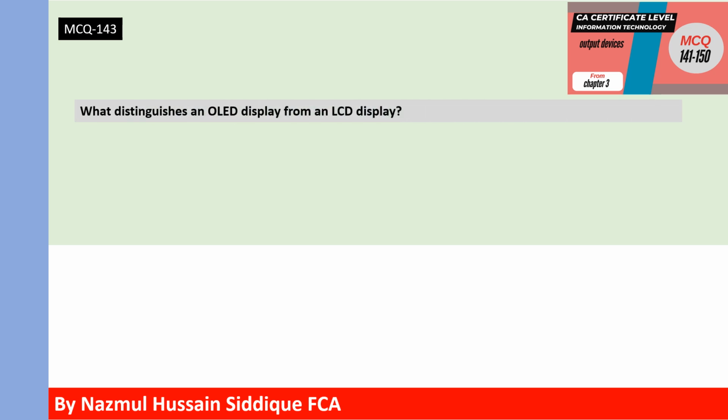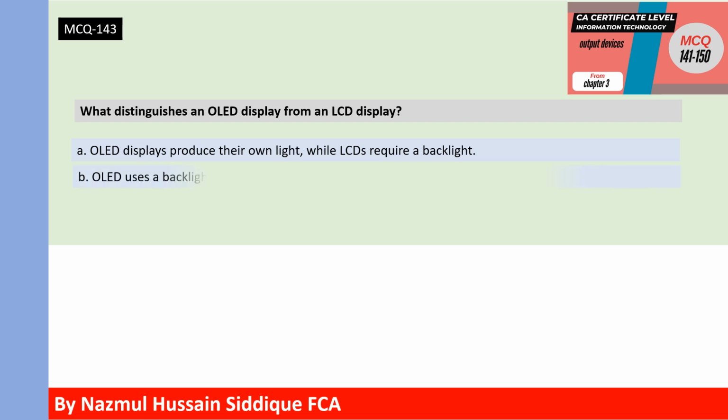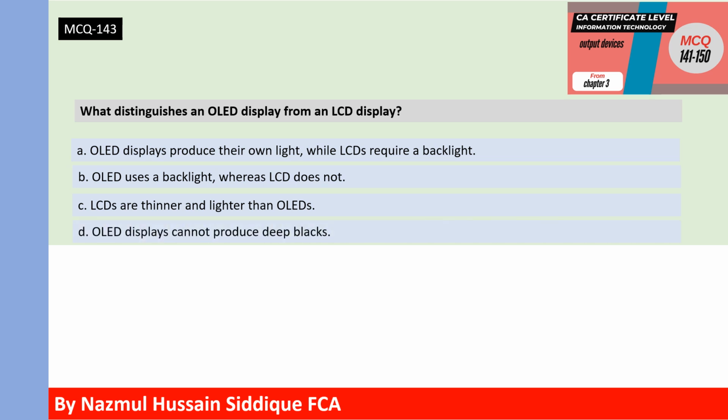What distinguishes an OLED display from an LCD display? Option A, OLED displays produce their own light while LCDs require a backlight. Option B, OLED uses a backlight whereas LCD does not. Option C, LCDs are thinner and lighter than OLEDs. Option D, OLED displays cannot produce deep blacks.